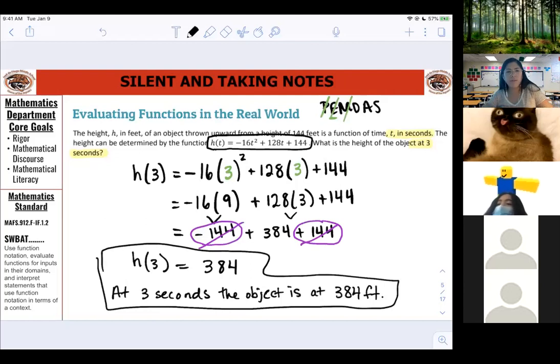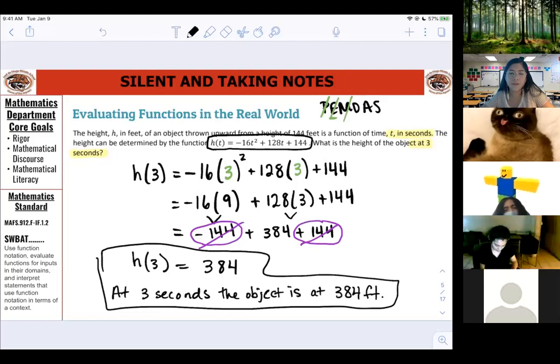Okay, any questions so far on plugging in and evaluating functions by plugging in? Awesome. I'll give you guys another 30 seconds to finish copying and writing down.